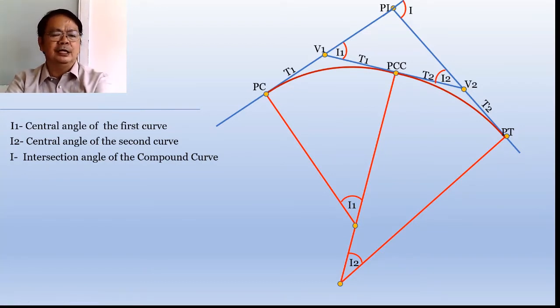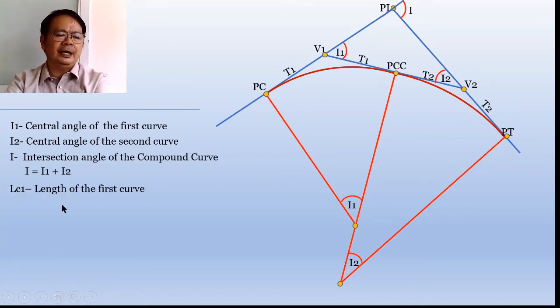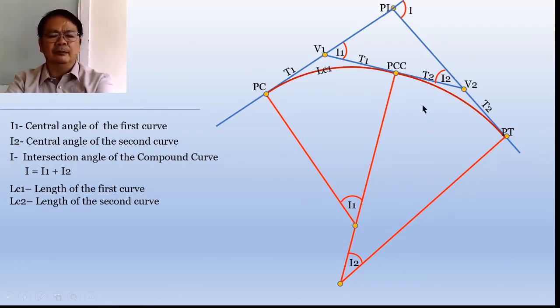And you will notice by investigation that this I will be equal to the sum of I sub 1 and I sub 2, as you would note here. Then we also have here the length of the curve 1. Yung nakikita natin magbiblink dito, yan. Yung length ng ating first curvature is called as LC sub 1, or the length of the first curve. While we also have the length of the second curve, that you will see blinking here.